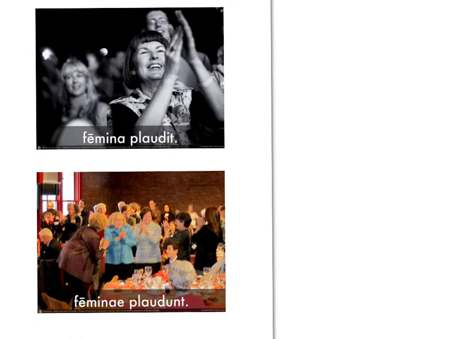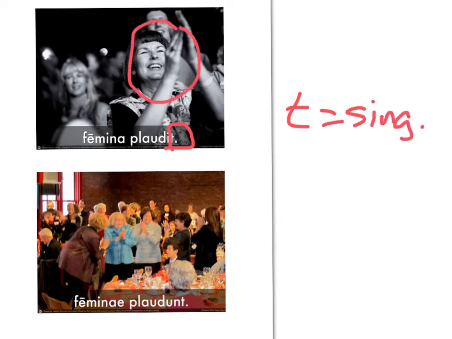Let's check the next example. Femina plaudit. What's the verb ending? What's the number on the verb? The verb ends in T, right here. T, and that is singular. Which makes sense because there's only one woman clapping here.